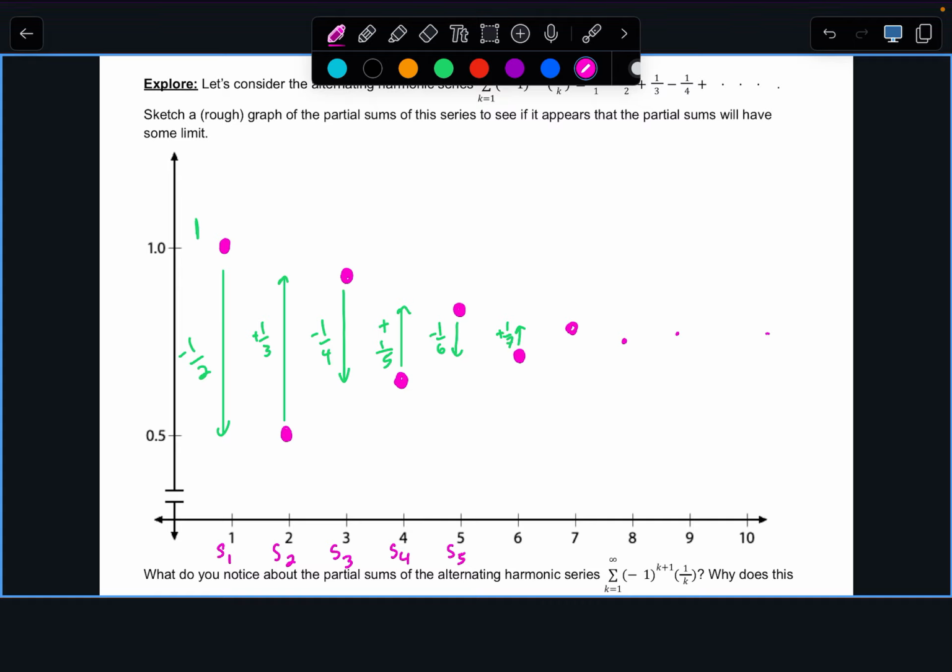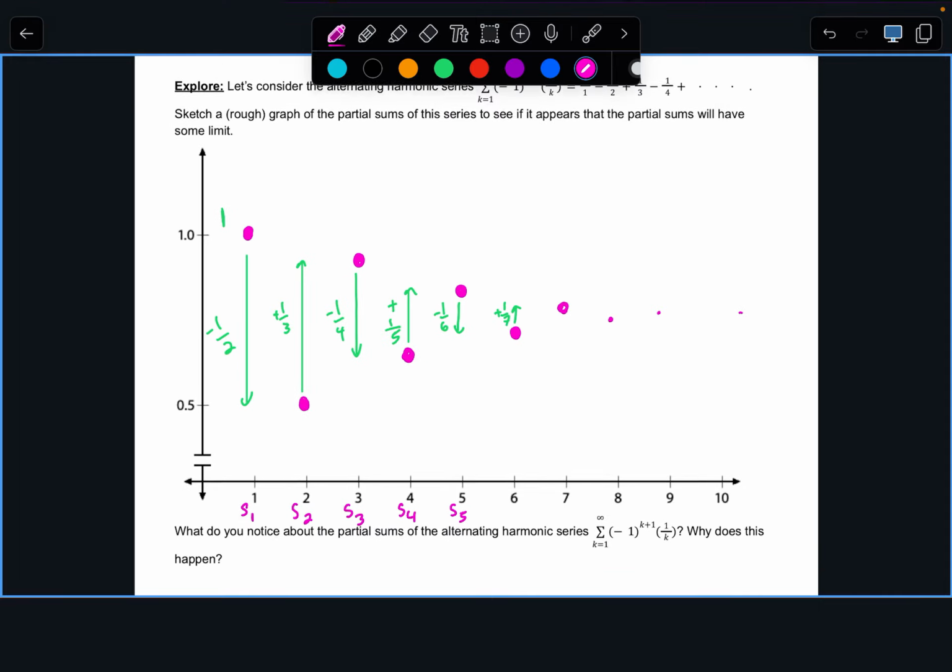But I want you to talk in your groups. What do you notice is happening to the sequence of partial sums, S sub n? What is happening? And do you think that means that we will converge or that we will still diverge? So take a moment to discuss in your groups.